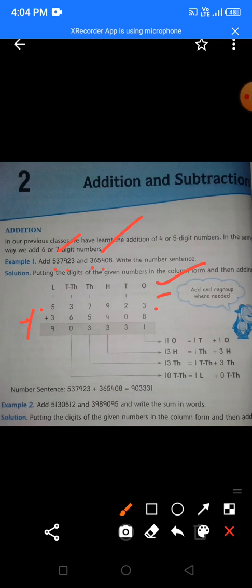5,37,923 and you have to add again the number is 3,65,408. Now आपने लिख दिया 3 plus 8 is 11. You've written 1 and you have carried 1 here. And 1 plus 2, 3. 3 plus 0, 3. Again you will just go from right to left.